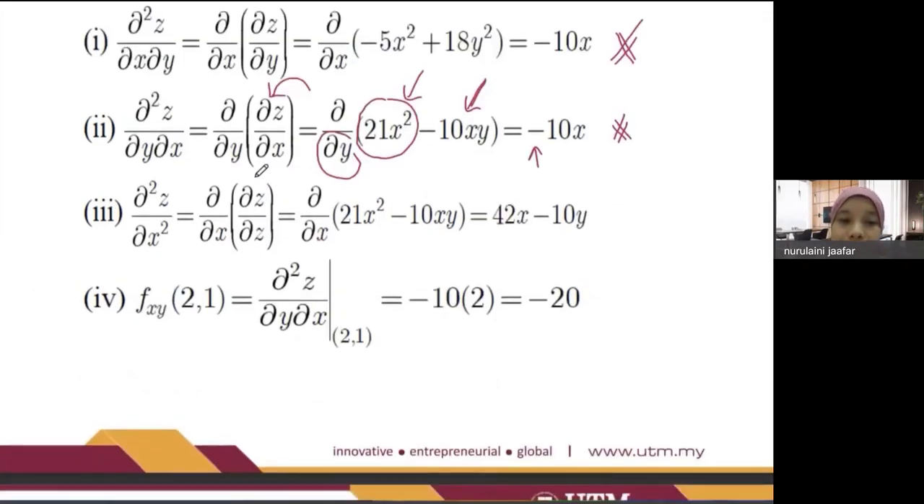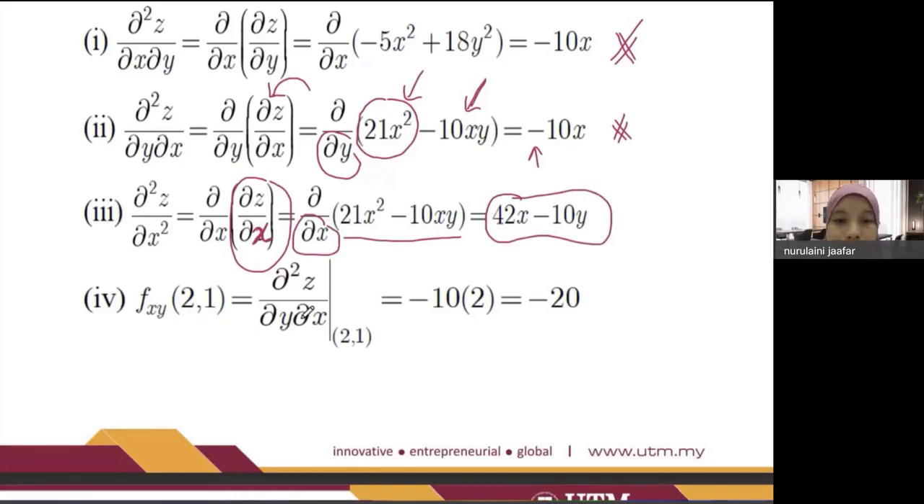Next, this is del z, del x. You can do a correction here. Del z, del x, same thing, you get this. Then differentiate with respect to x, so we will get 42x minus 10y. I think you already know how to differentiate this.